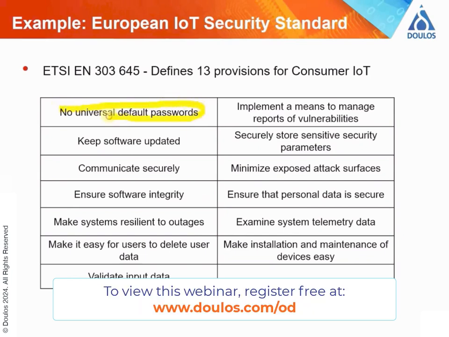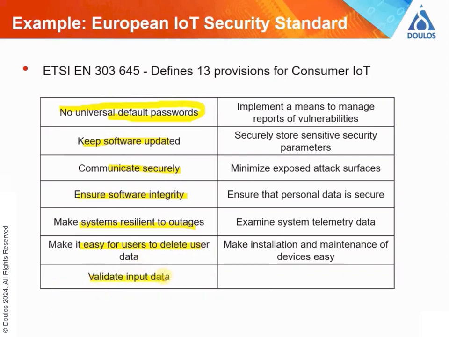No universal default passwords, keep software updated, communicate securely, ensure software integrity, make systems resilient to outages like power outages, for example, make it easy for users to delete user data, validate input data, implement a means to manage reports of vulnerabilities, securely store sensitive security parameters like passwords, for example, minimize the attack surface, make sure personal data is secure, examine system telemetry data for security anomalies, and make installation and maintenance of the device easy.